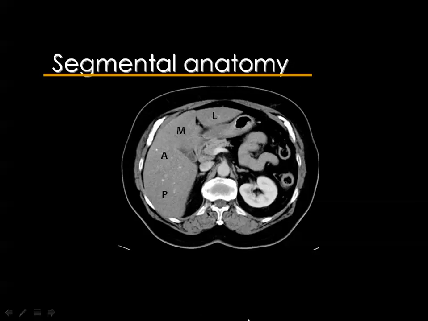I will remind you of the segmental anatomy of the liver. You know that the liver is divided into two lobes by a line passing from the IVC to the gallbladder. This is the left lobe and this is the right lobe. The left lobe is further divided into two segments by the fissure of the ligamentum teres into lateral segment and medial segment, while the right lobe is divided by a horizontal line from the IVC to the chest wall into an anterior segment and a posterior segment.